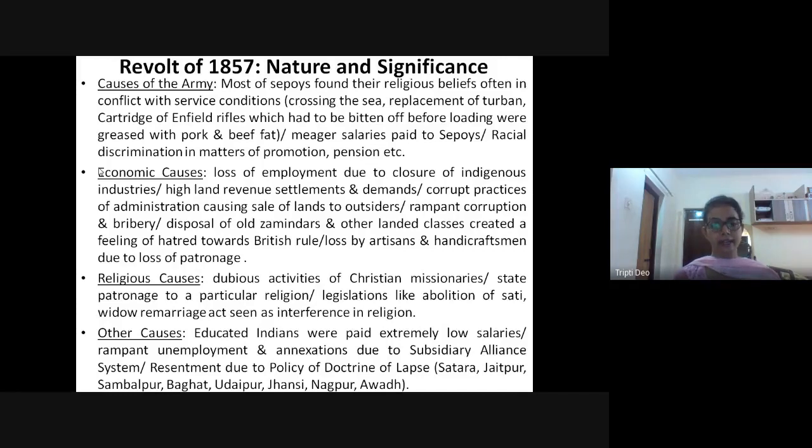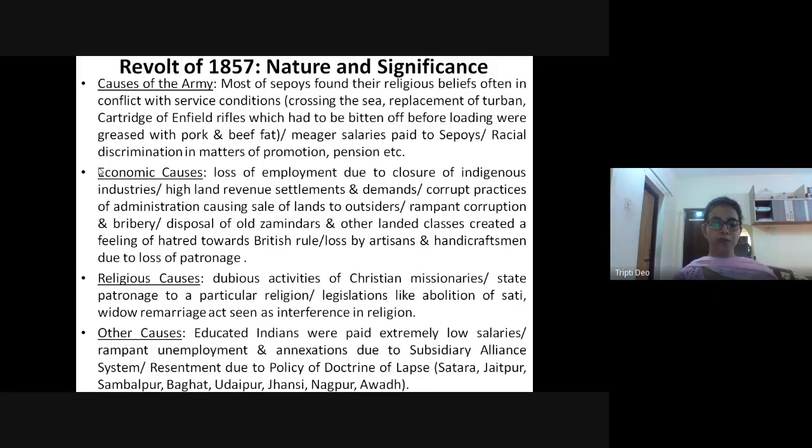And this angered them. Of course, we have benefited from the abolition of sati, and in the long run from the widow remarriage acts. But at that point of time, people felt extremely angered because they thought it was an interference in their traditions and religions. Other causes were that educated Indians were paid extremely low salaries, there was rampant unemployment, and there were annexations due to the subsidiary alliance system. I've already discussed this yesterday in my lecture.